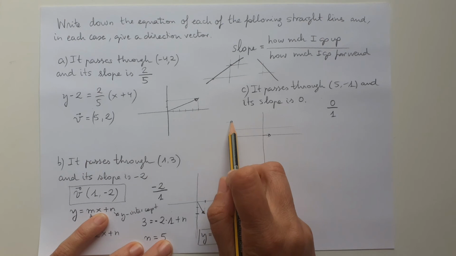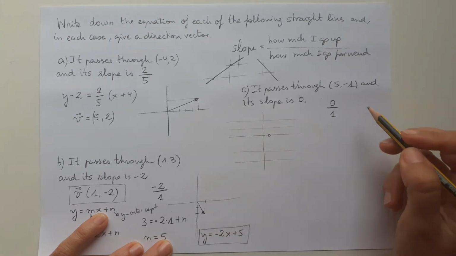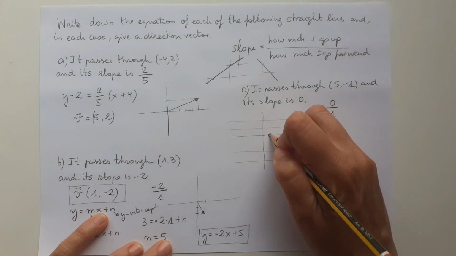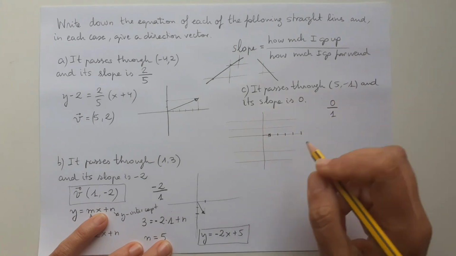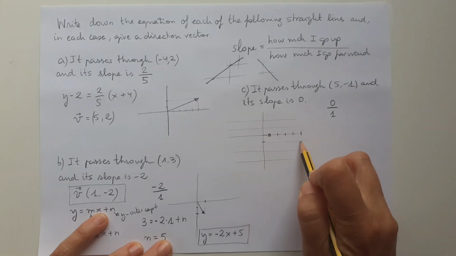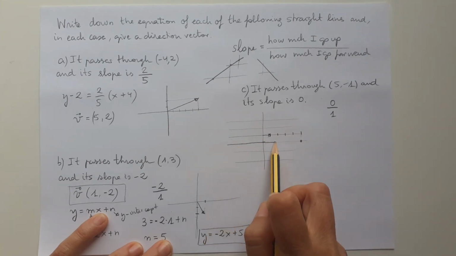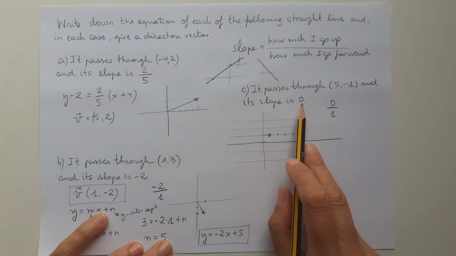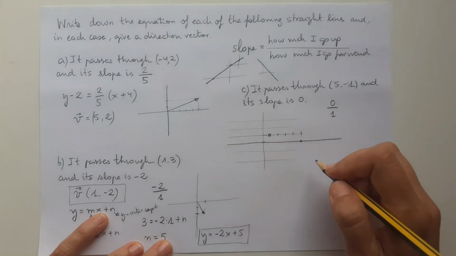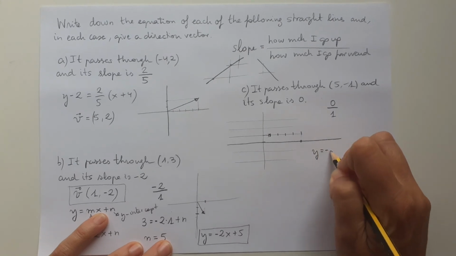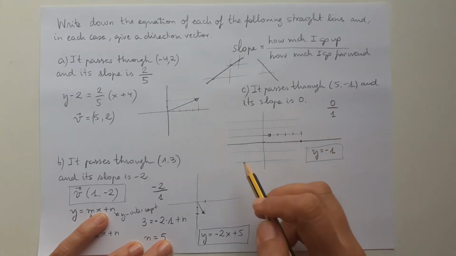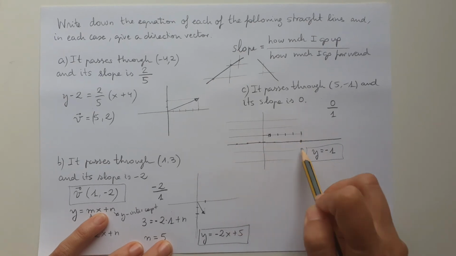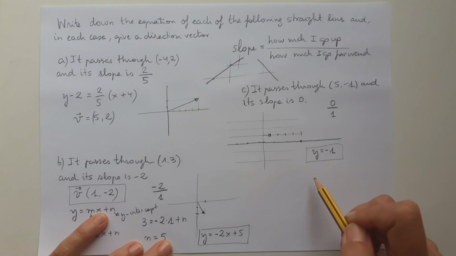So my line is horizontal, and my line passes through point 5, negative 1. Point 5, negative 1 is here. 1, 2, 3, 4, 5. And negative 1 is here. So this is my line. It is horizontal because the slope is 0. No inclination. And it passes through this point. So my line would be y equals negative 1. This information is enough because every point in this line has y coordinate negative 1, right?